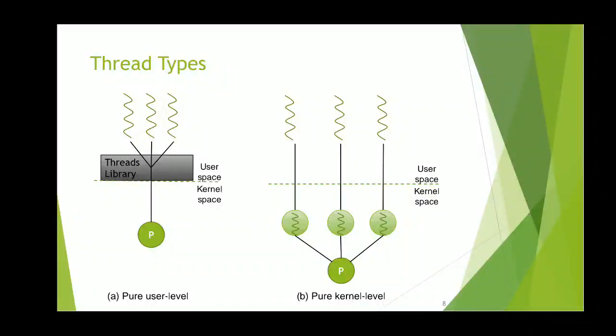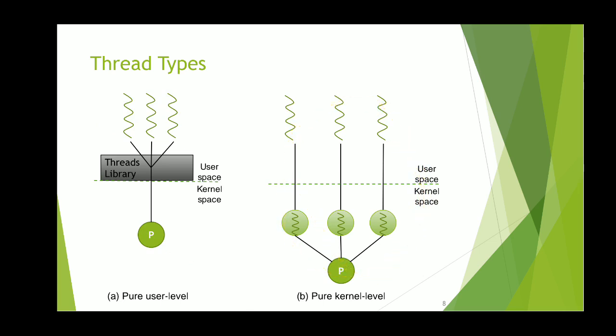The user thread and the kernel thread can be understood by this diagram. Here you can see that the first one is a completely user thread program. There is no kernel thread. And here in the second diagram you can see it is entirely kernel thread. No user thread is created here.